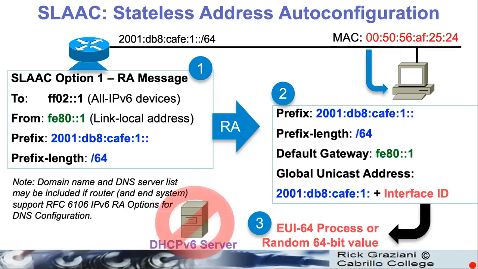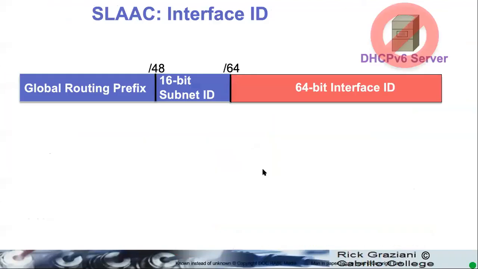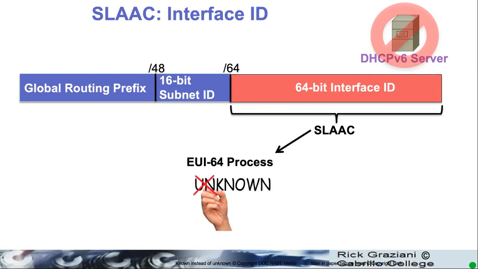In either case, I don't use a stateless DHCPv6 server to give me or assign me my global unicast address. I'm going to do this on my own. So how does it create that 64-bit interface ID? Well, there's two methods using SLAAC.